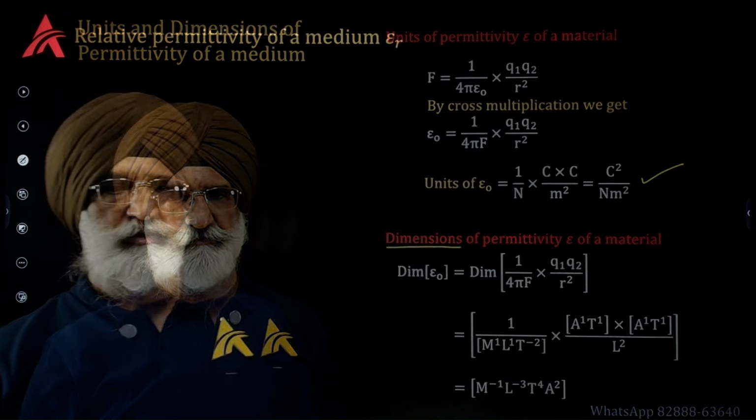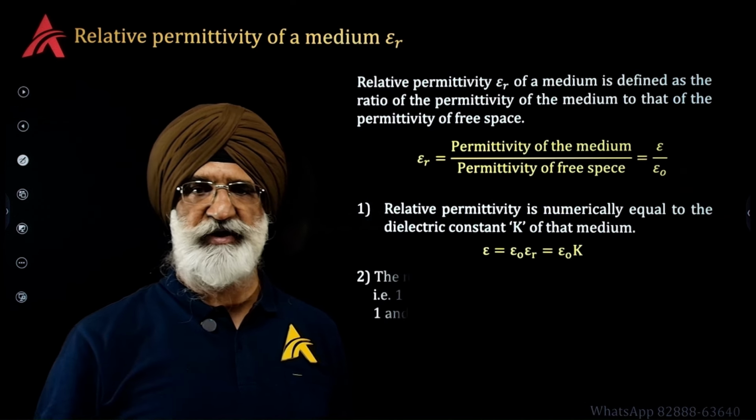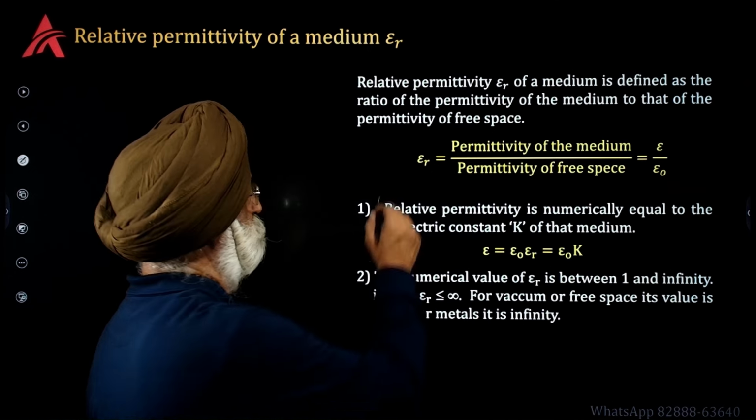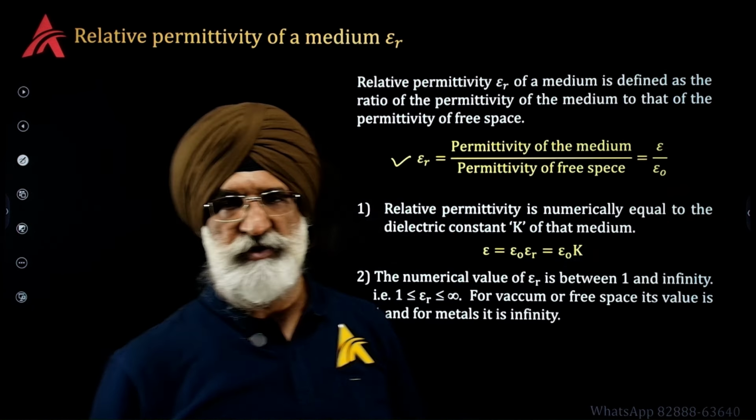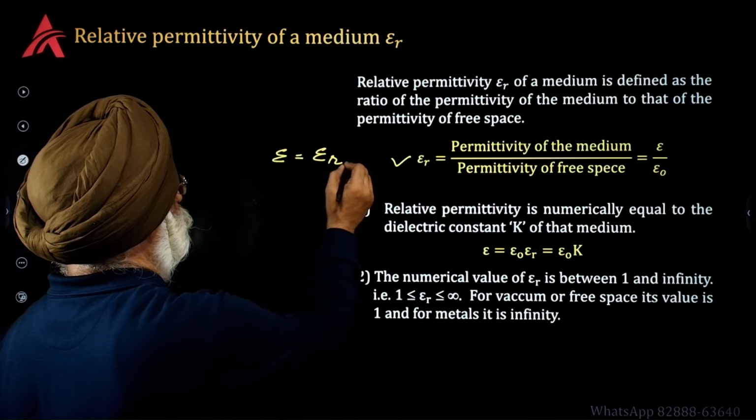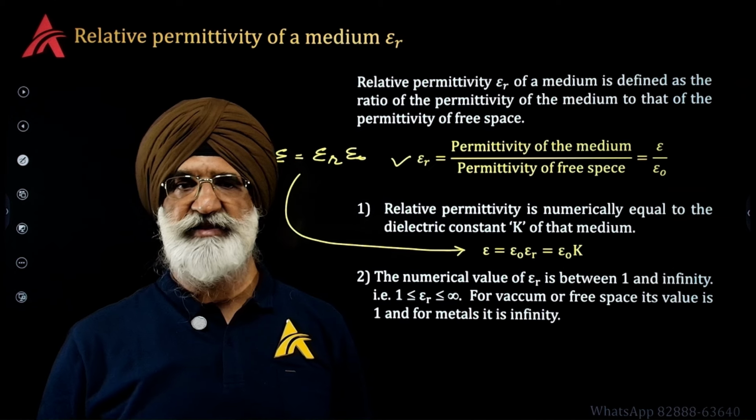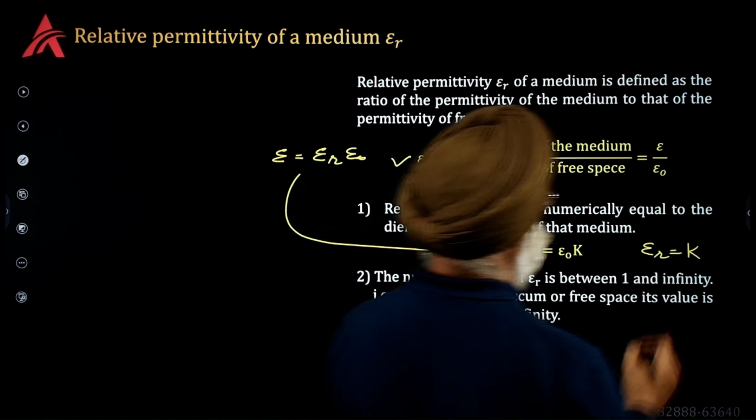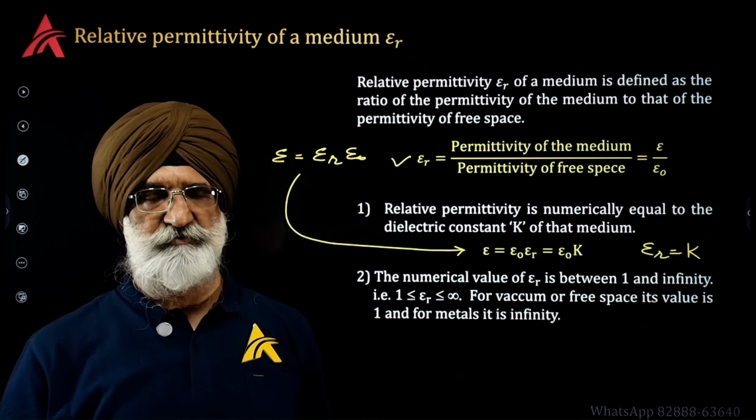Relative permittivity of a medium. Relative permittivity of a medium is defined as the ratio of the permittivity of the medium to the permittivity of free space. Epsilon r is defined as the ratio of epsilon upon epsilon naught. By cross multiplication, epsilon, the permittivity of a medium, is equal to epsilon r into epsilon naught. The same formula is shown here. We can even say that the relative permittivity is numerically equal to the dielectric constant of that medium. So we can even replace the relative permittivity by the dielectric constant.